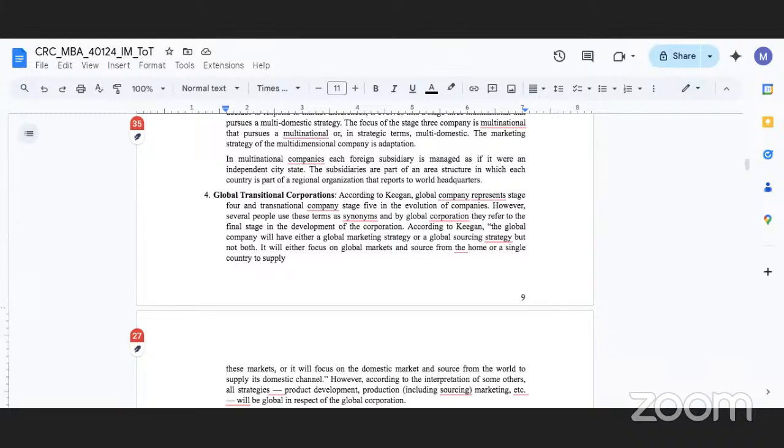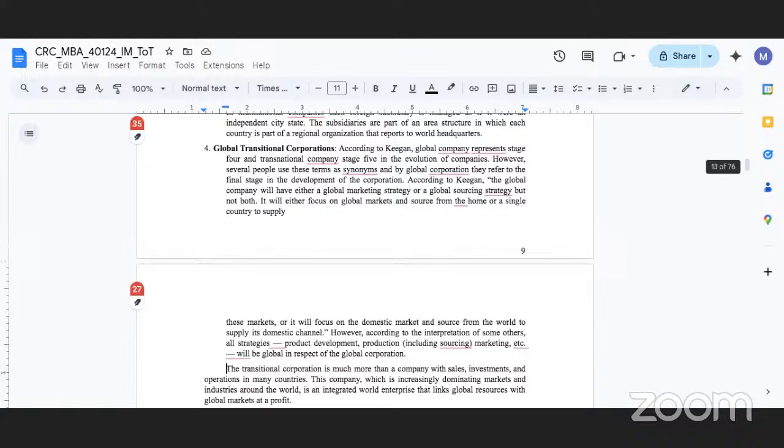That is the general perception that most companies work with. The next stage, the fourth stage, is the global transnational corporations. According to Keegan, a global company represents stage four and a transnational company stage five in the evolution of companies. Both stage 4 and stage 5 are often treated as synonyms. That is, a global company and a transnational company are treated as synonyms.